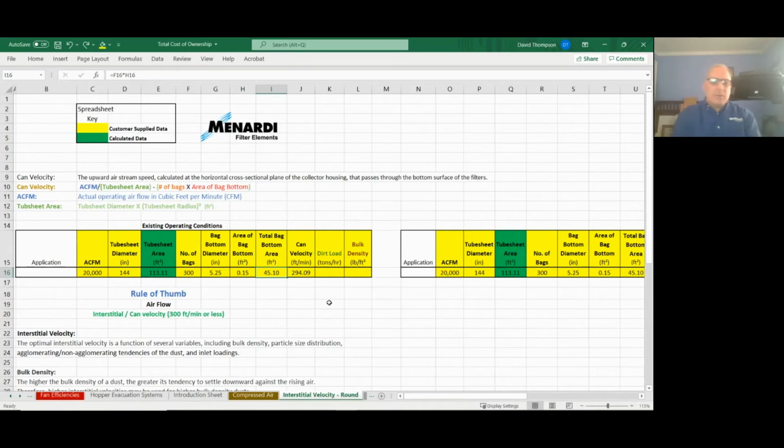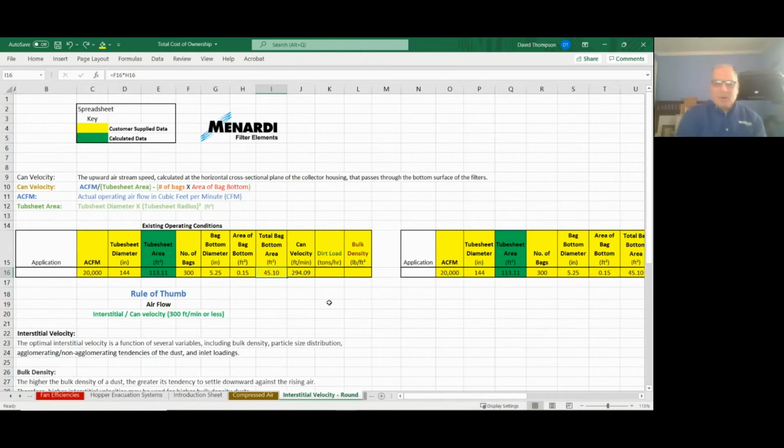So frequently, you will pulse a lot more, because the dirt can't get off the bag. Once pulsed, it becomes re-entrained on those bags. That does two things. It shortens your cycle, it creates a higher differential pressure, and it causes you to back pulse more frequently.